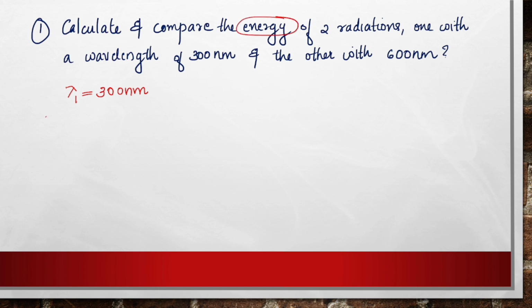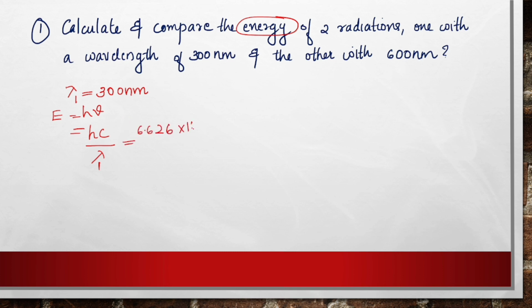The equation for energy we studied is E is equal to h nu, isn't it? But the frequency nu value is not given. So we can write it also as hc by lambda, where c is the speed of light, h is Planck's constant and lambda is the wavelength. We know the lambda 1 value, and the h value and c value we know. So substitute it.